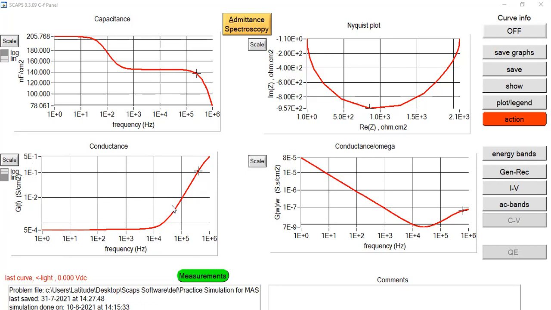So there is a direct relationship between the conductance and the input applied AC signal frequency. And there is an inverse relationship between the capacitance and the applied frequency.